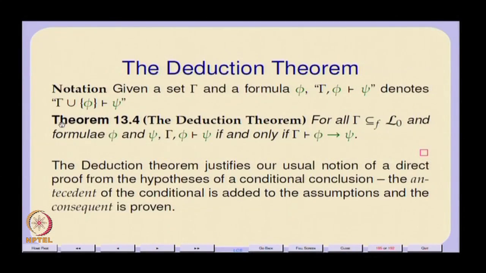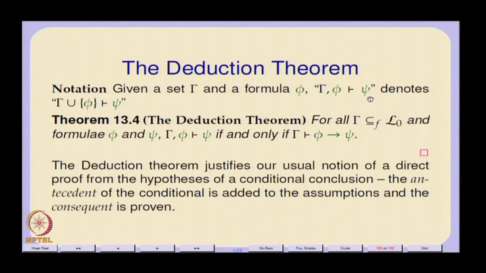So, next we come to this important theorem called the deduction theorem. And this actually epitomizes most of the way we go about proving theorems in mathematics. There is some notation. Most logicians do not like all the set union and set brackets. So, if you want to add to some assumptions, you just put a comma and add those assumptions. So gamma comma phi proves psi just means gamma union phi proves psi.